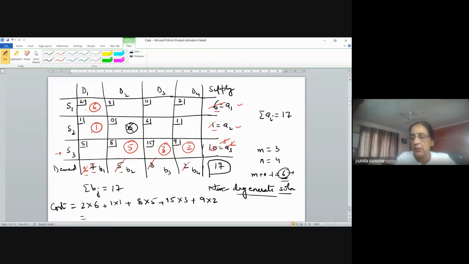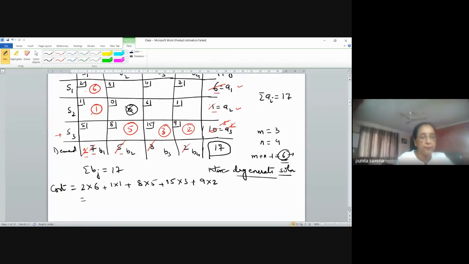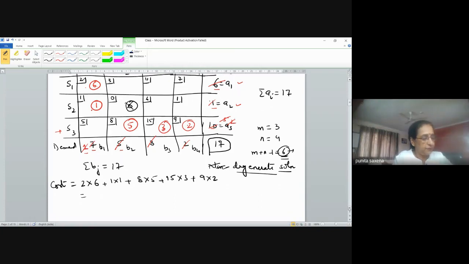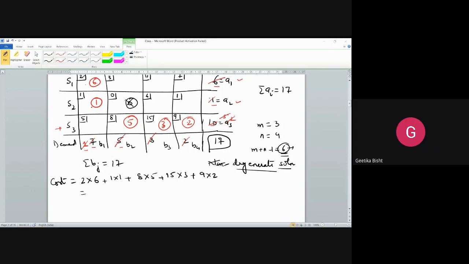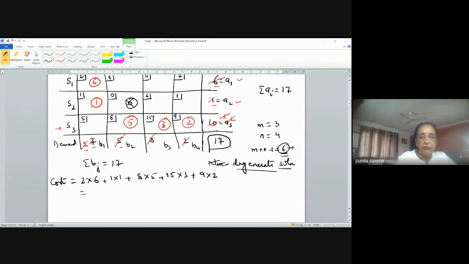How much is it? Quickly calculate. How much did you get? You can write it in the chat box. No problems. How much is the total cost of transportation here? 116. 116, right?